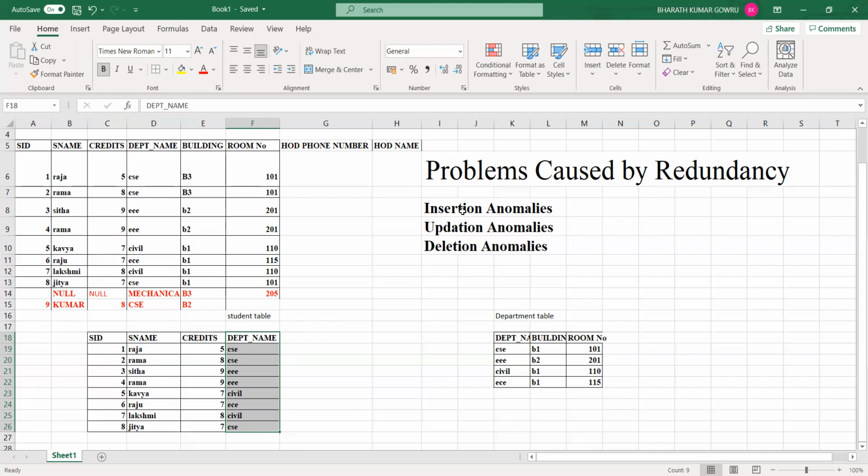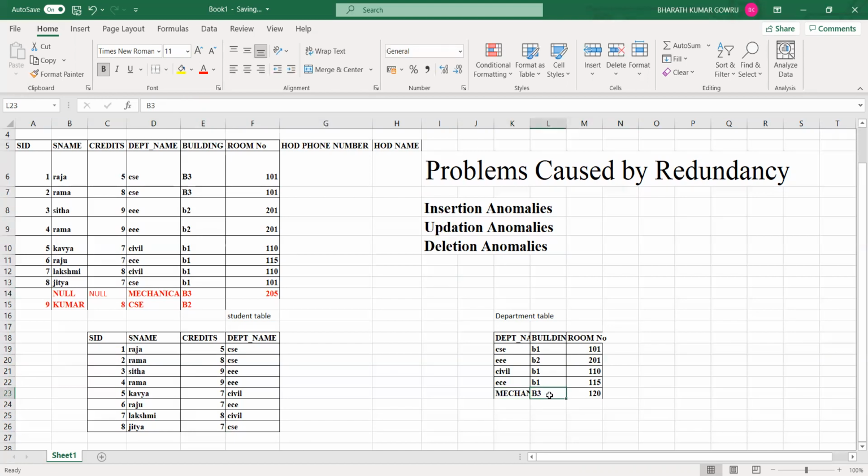Now we will see the problems caused by redundancy. Suppose our aim is insertion anomalies. What are insertion anomalies? Suppose we insert a mechanical department name, with some building and room number 120, like that. No problem. But we don't have any students; the students are not present in the mechanical department. That is the problem.